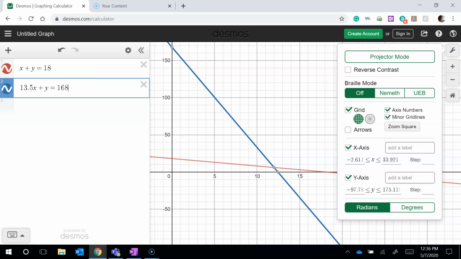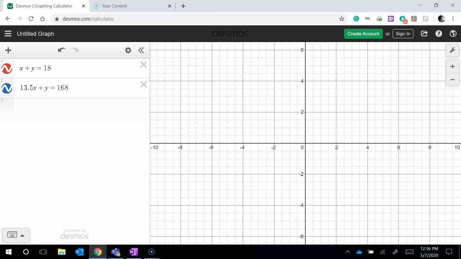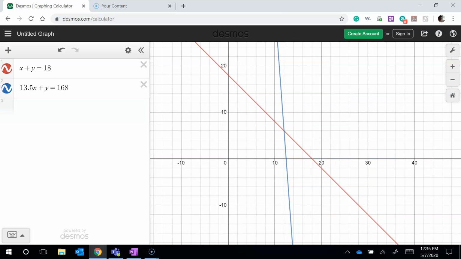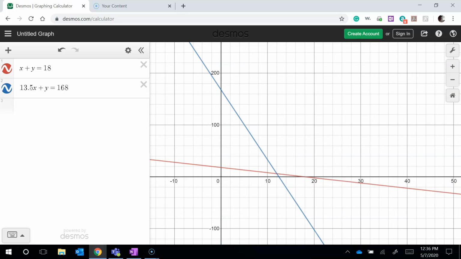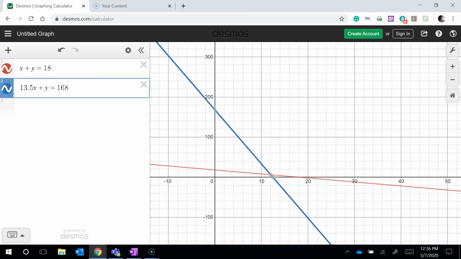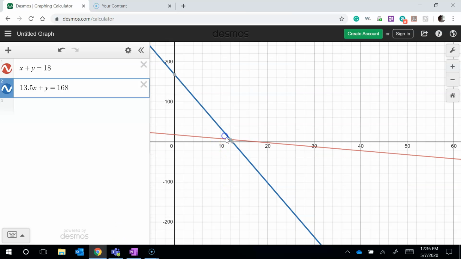I can figure out how to, home, there we go. And we'll zoom this out here and pinch some axes to help us out. If I click down here, I find out that x is 12 and y is 6. That's my solution to this system of equations here.